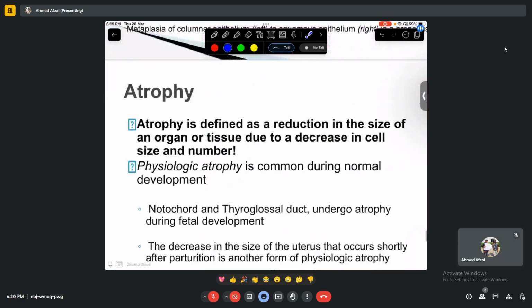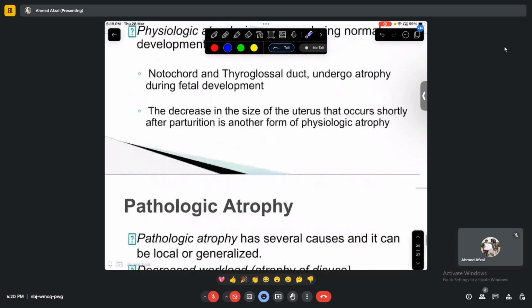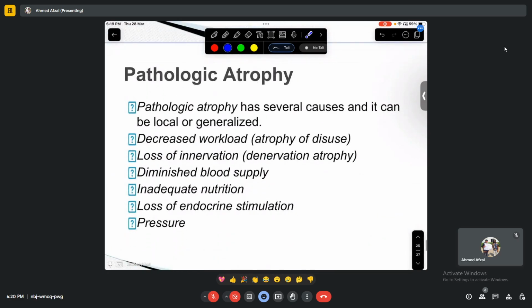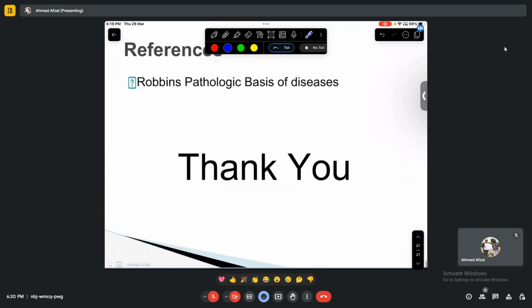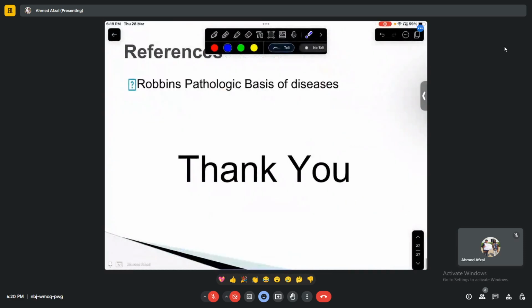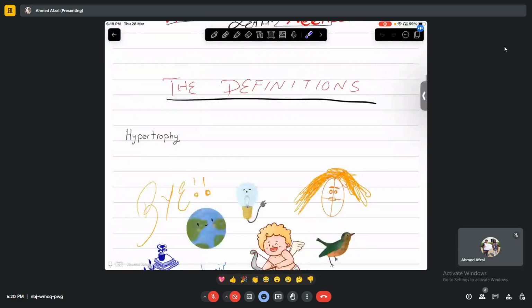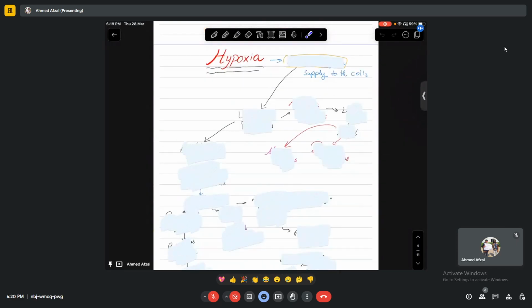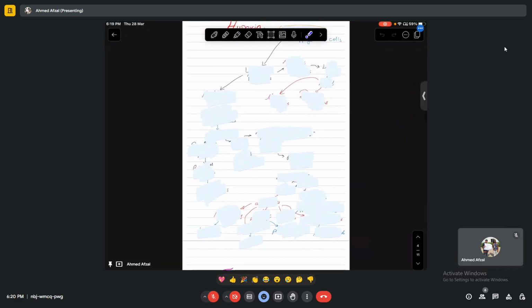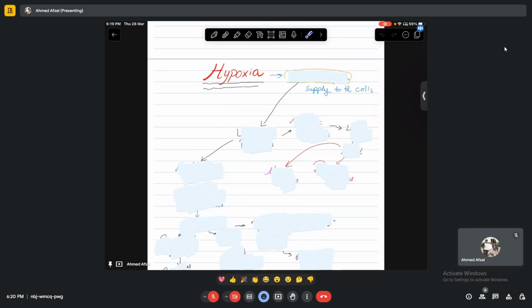Here, atrophy is a reduction in the size of the organ, which is due to a decrease in cell size and number. So it is totally opposite to hypertrophy and hyperplasia. Awesome. So this was the basic definitions. After that, we started to discuss hypoxia. And what hypoxia covered was everything related to cell injury. Just cell injury, not cell death, okay? Just cell injury.